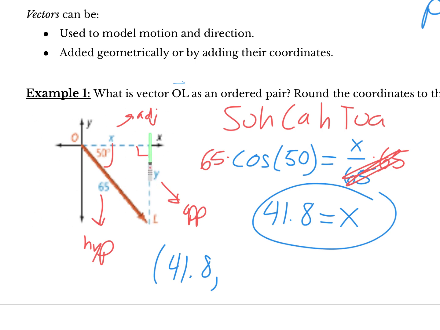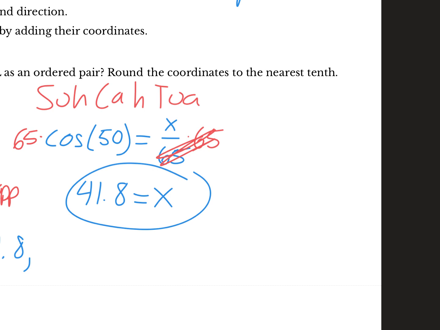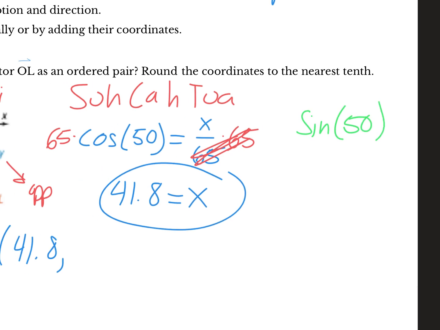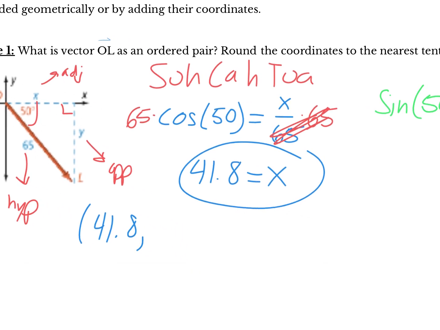So because now I'm dealing with the opposite and the hypotenuse, I'm going to use the trig function sine. So I'll go over here, and we will now take the sine of our reference angle, 50, and that is going to be equal to the opposite side divided by the hypotenuse. So y divided by 65.